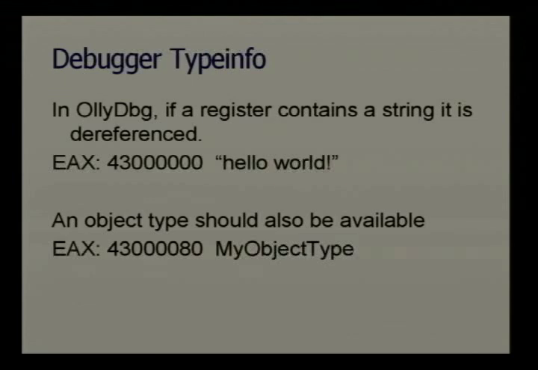So why don't we extend this to other more complicated types of objects? If I see this in EAX, I want to know that that's my object type. I want to know that that's, let's say, a stream object or some other kind of object. It just makes the reversing that much easier.